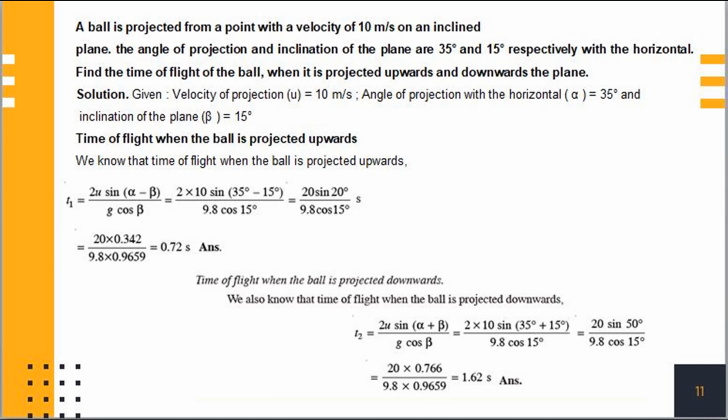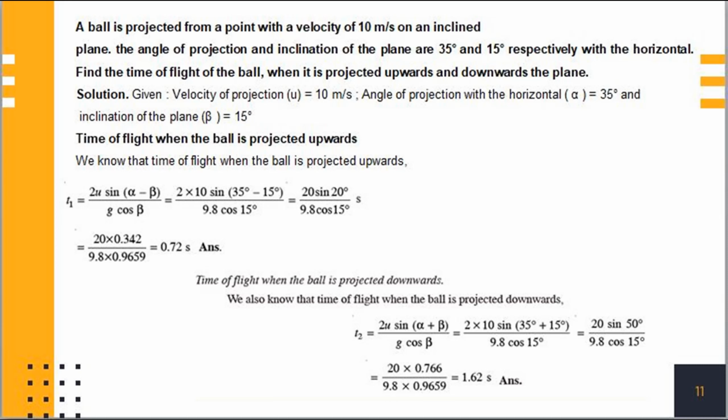We also have a formula, T2 equals twice U sine of (alpha plus beta) divided by G into cos of beta. Since in this case the ball is projected downwards, T2 becomes twice U sine of (alpha plus beta) divided by G into cos of beta. By putting the above values in this equation, we will get T2 equal to 1.62 seconds.